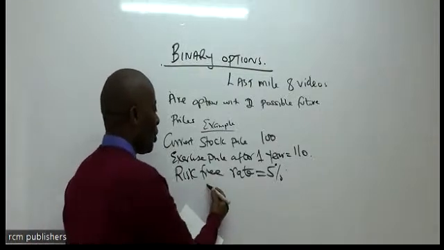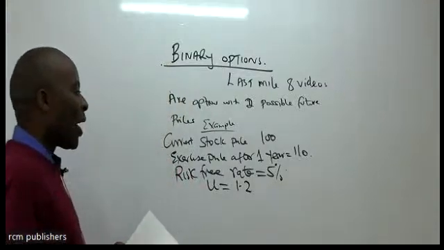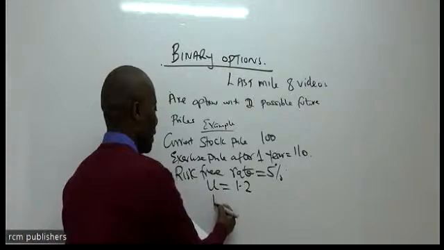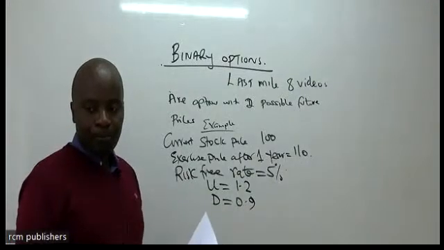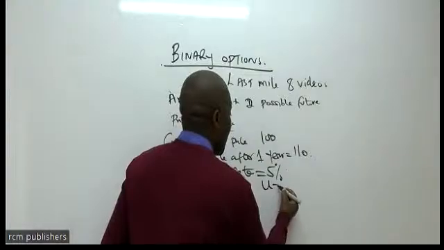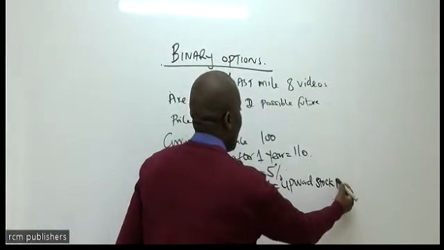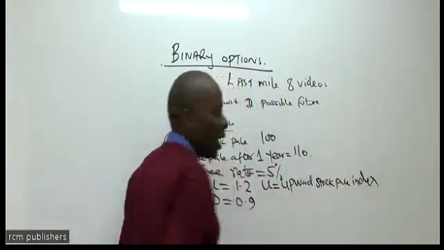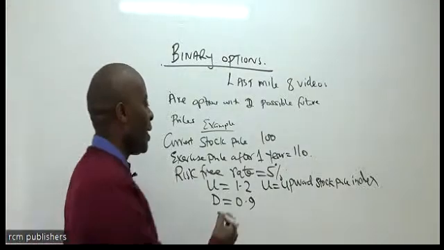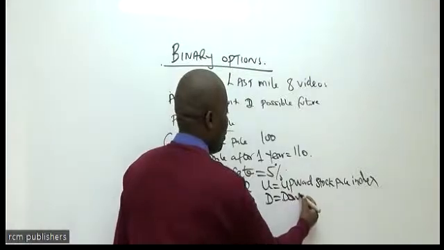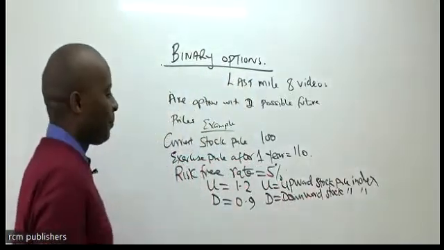And then they have given us what we call the U. The U in this case here is 1.2. And then we have the D. The D is 0.9. So U basically stands for upward stock price index. That is U. And then D stands for downward stock price index.